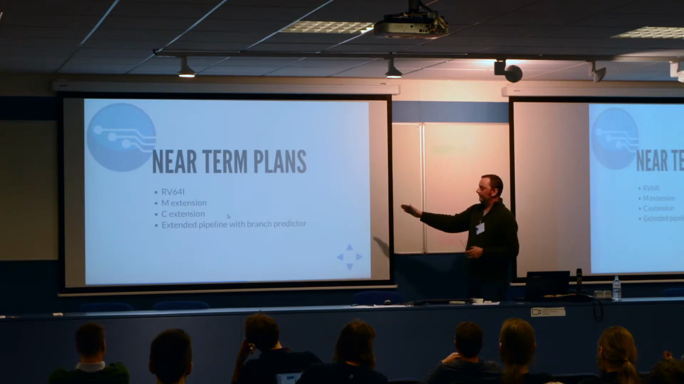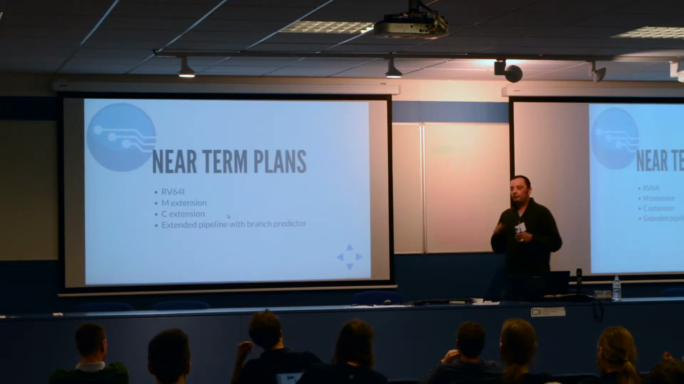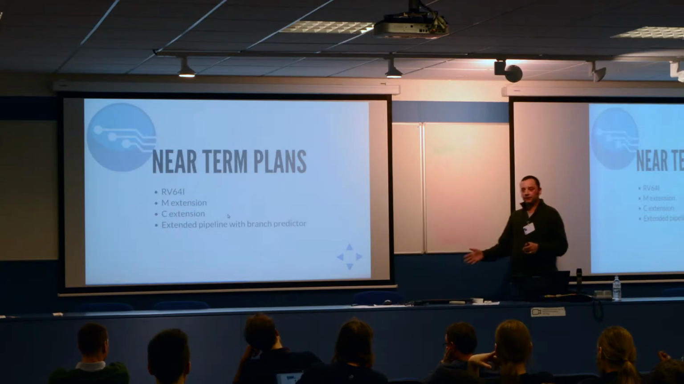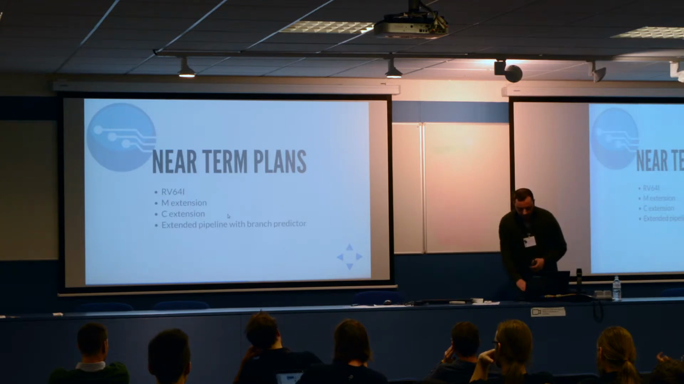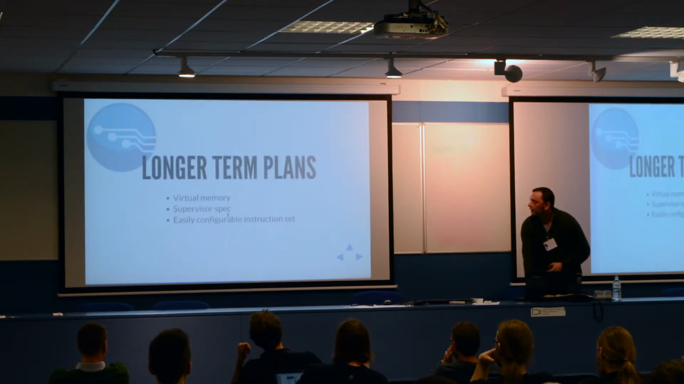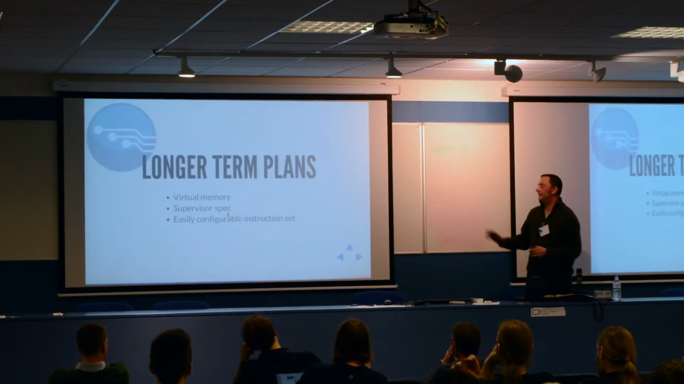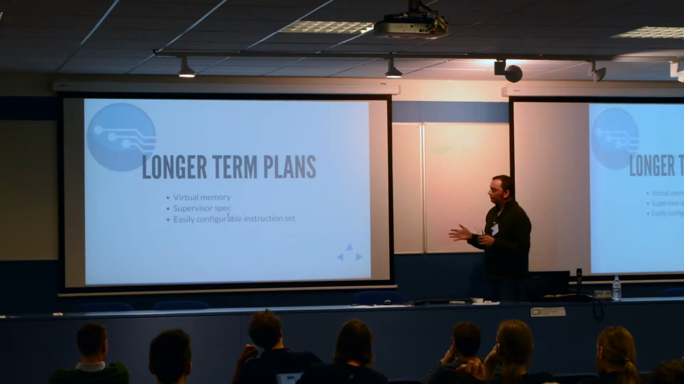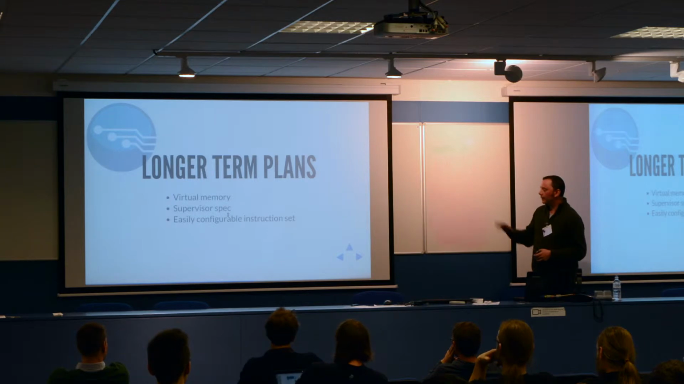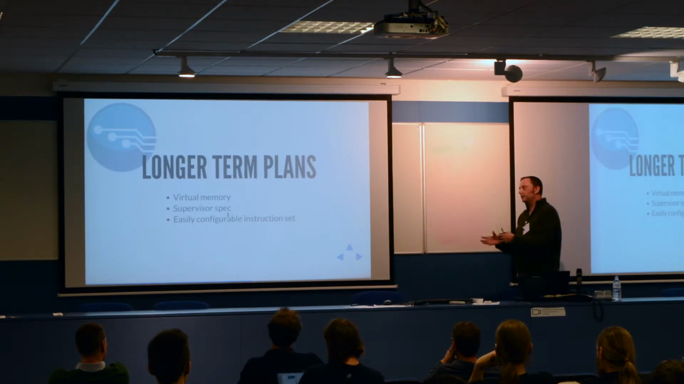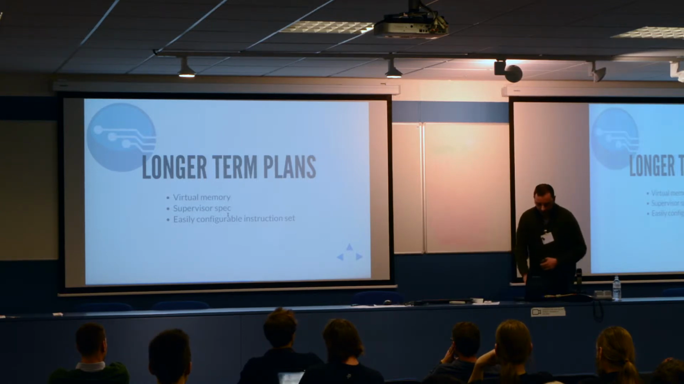I'm also thinking about an extended pipeline for FMAX. I want to drive FPGA FMAX as much as I can, so I'm happy to interlock a bit, but extend the pipeline. But I'll probably need a branch predictor for that. Longer term, which could easily be years down the road, I'd quite like to do proper OS support. I've got plans around ways this thing can be easily configured to add different styles of instruction into the pipeline. Basically, maybe build a scoreboard-based design.